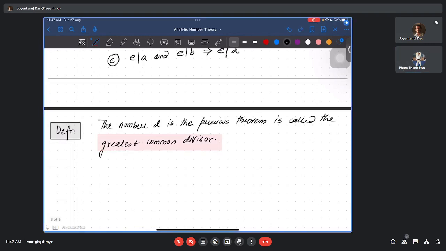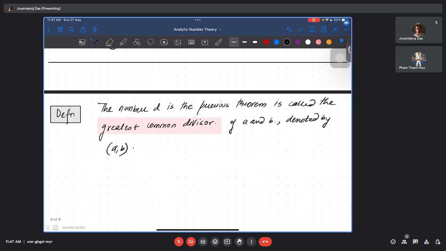So here we can take the GCD of A and B. It is denoted by (A, B). One more definition: if the GCD, the greatest common divisor, short form GCD, is one, then A and B are said to be relatively prime.